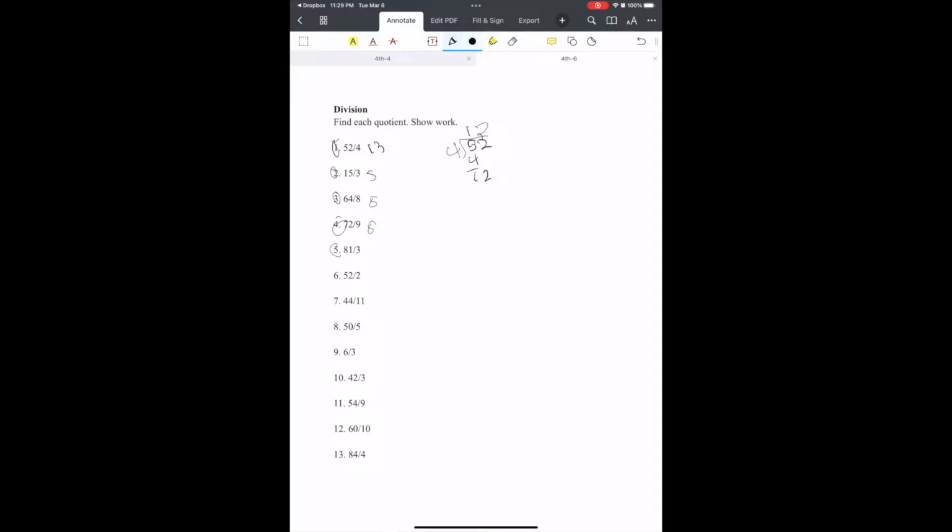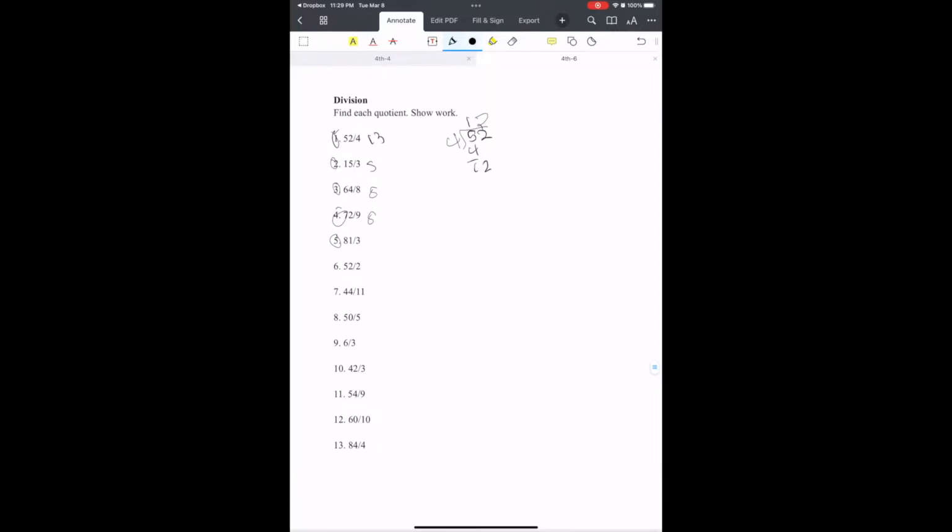For number 5, we could do it like that, so 81 divided by 3. 3 goes into 8 2 times, 8 minus 6 is 2, bring down the 1, 3 goes into 21 7 times, your answer is 27. Again, 52 divided by 2, 2 goes into 5 2 times. 5 minus 4 is 1, bring down the 2, 2 goes into 12 6 times. So your answer is 26.